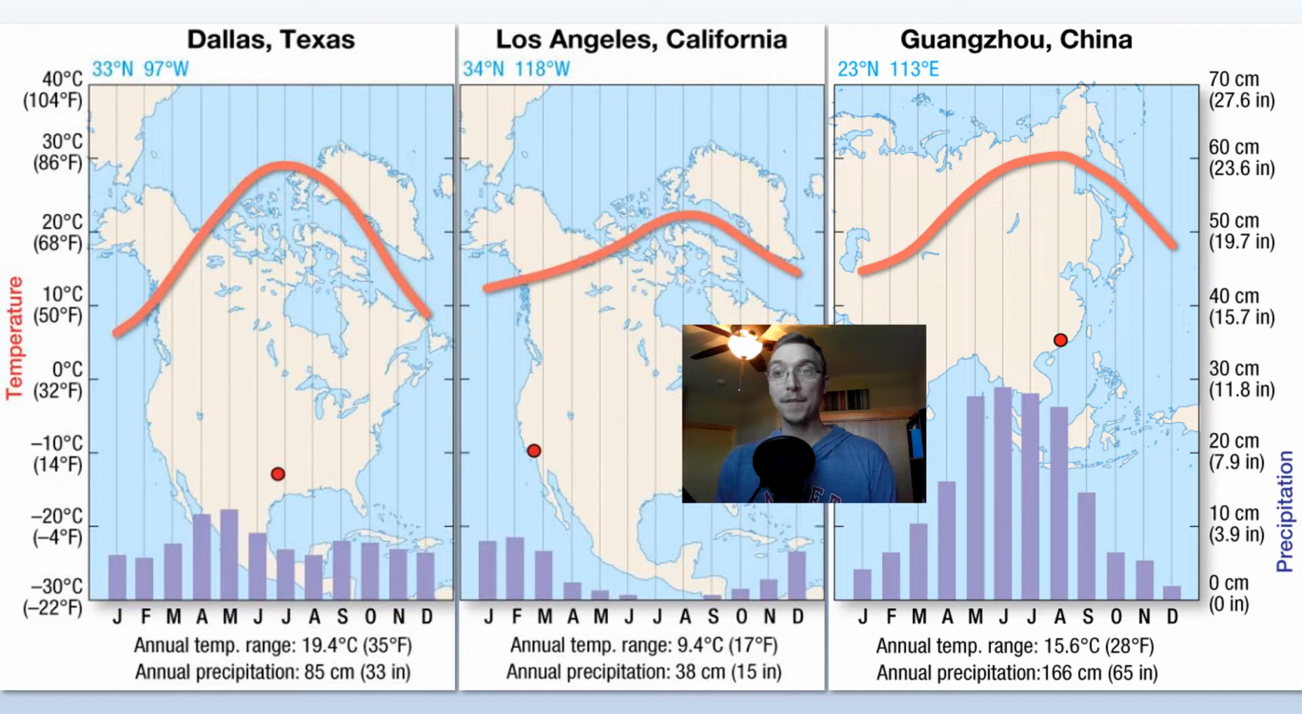Next up on our climographs, we have Dallas, Texas, Los Angeles, California, and Guangzhou, China. Go ahead and hit that pause button and try to figure these ones out.